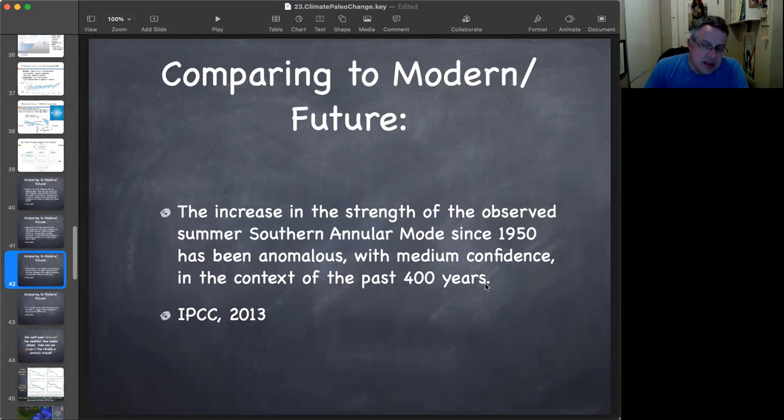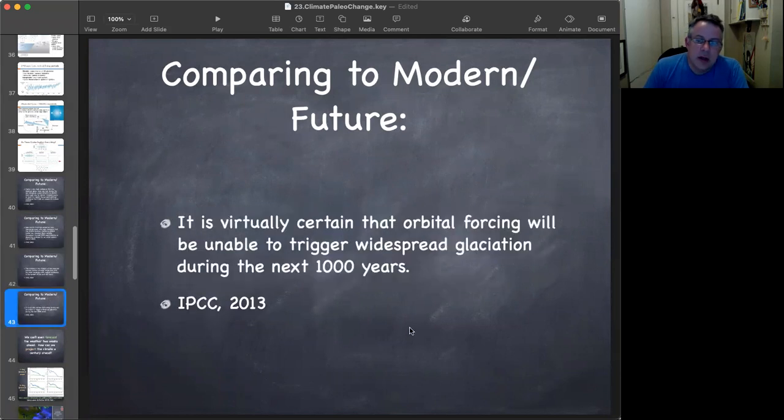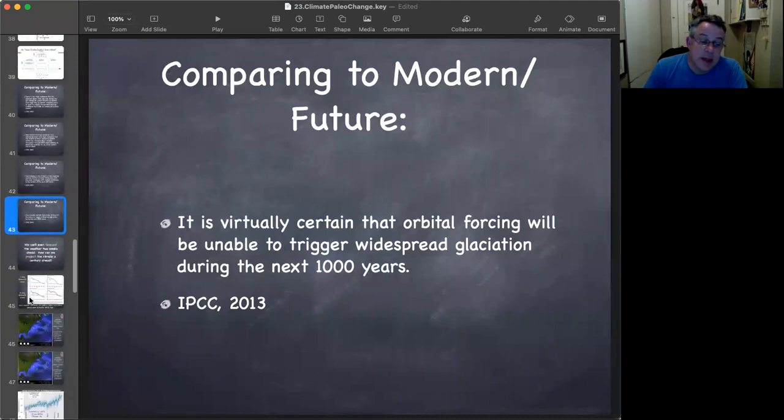400 years is not something that you can get from the instrumental record, something you can get from the paleo record. And then you could ask whether there's another ice age coming, and it's virtually certain that orbital forcing will be unable to trigger widespread glaciation for the next 1,000 years. This is partly because of the orbital forcing changes that are coming. We can predict that astronomically, but also because we think that we have higher CO2 levels, and so whatever orbital forcings are coming, they're not enough to overcome that.